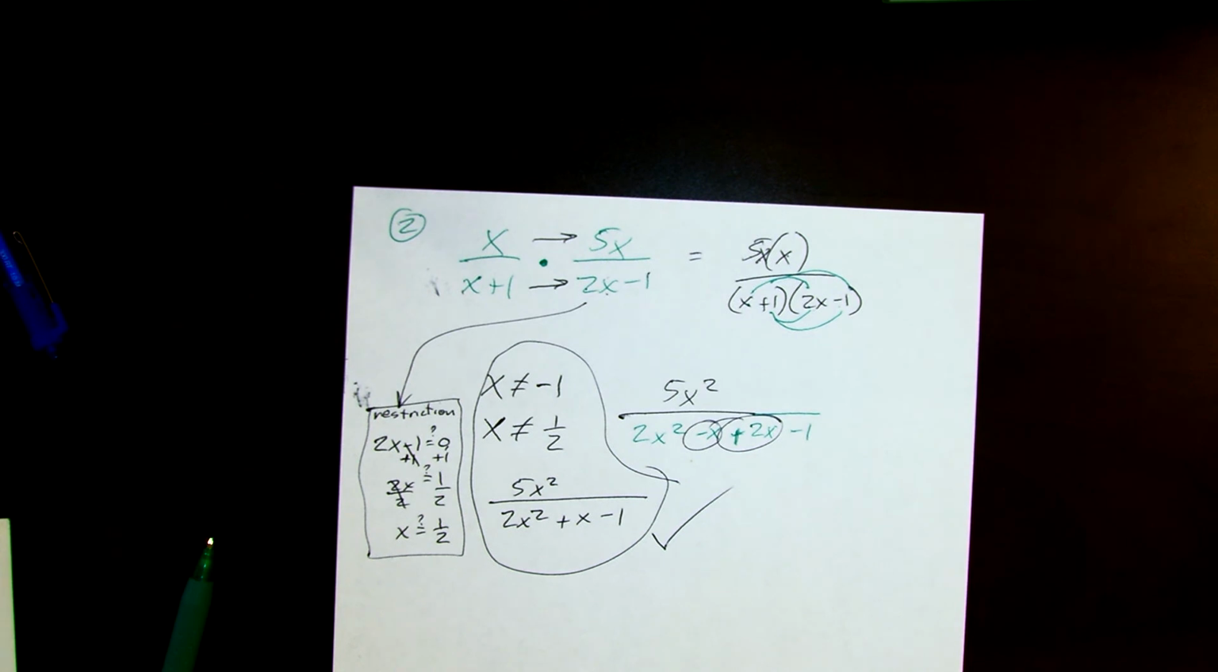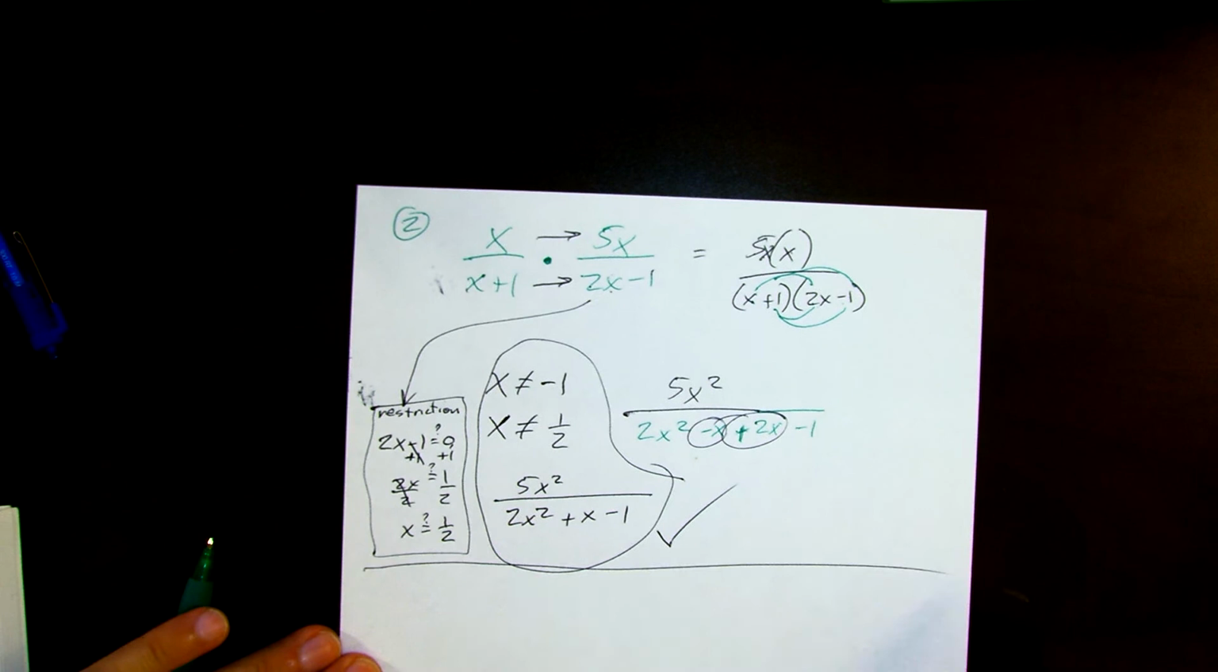Not too bad, right? With multiplication, the hardest part of this was finding that restriction. The restriction just had a little bit of a step we had to do. So don't worry about it if you have to take that step. If you can't see it, it's no big deal.